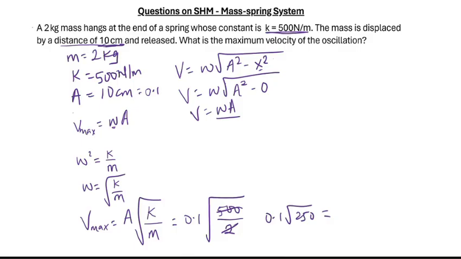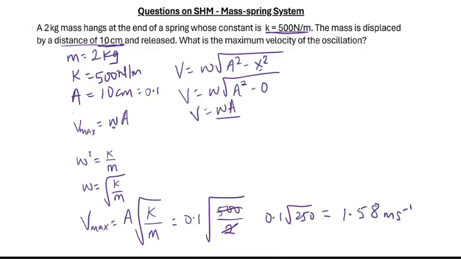You should have 1.58 meter per second, and that is your velocity, the velocity max. That is the maximum velocity that this spring has. Let's move to the next question.